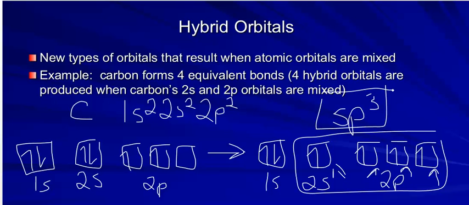Okay, so where does the sp3 come from? It comes from there being one available in this s and one available in each of the p's. So that's what a hybrid orbital is. It allows carbon to form identical bonds with elements. Okay, that's kind of the theory behind it.